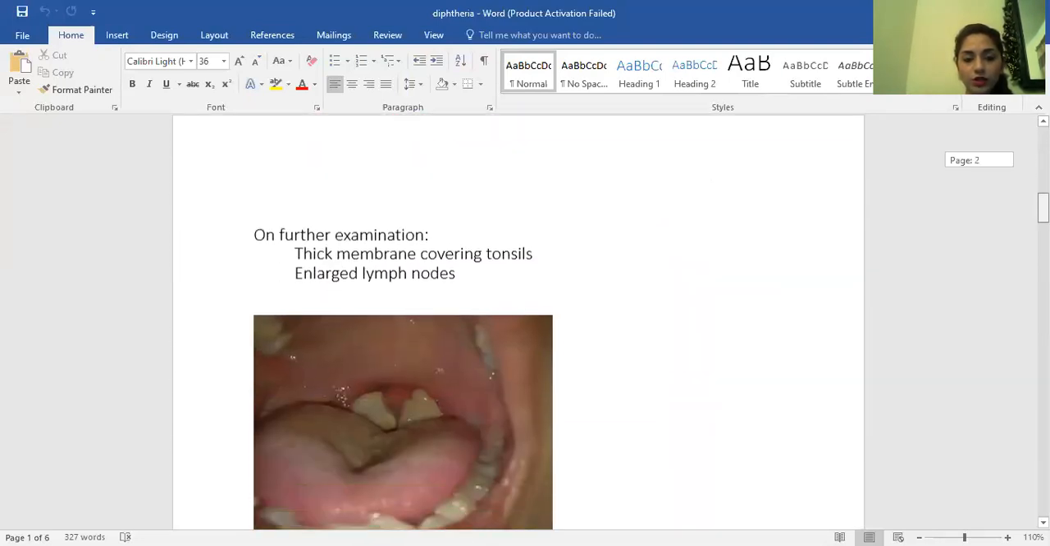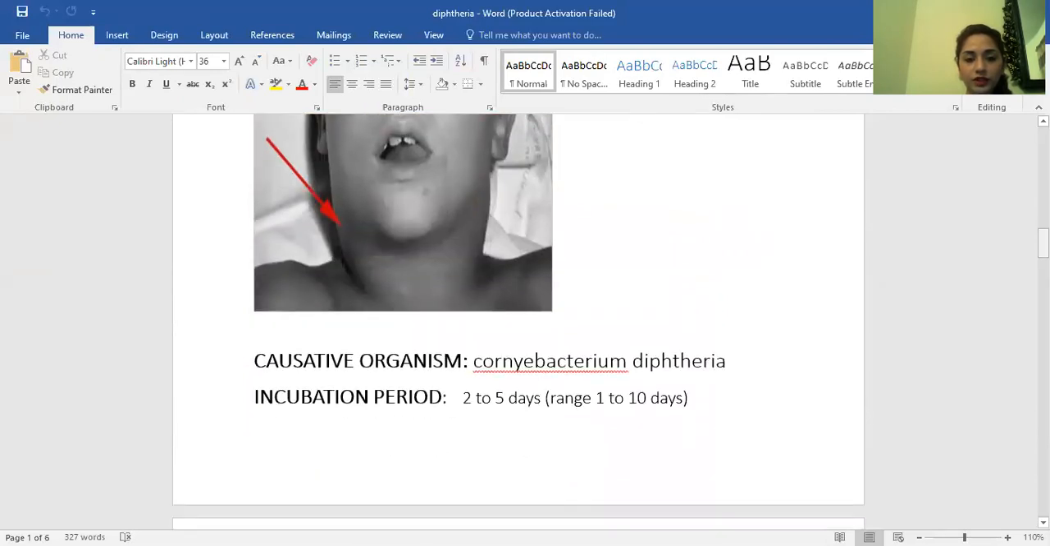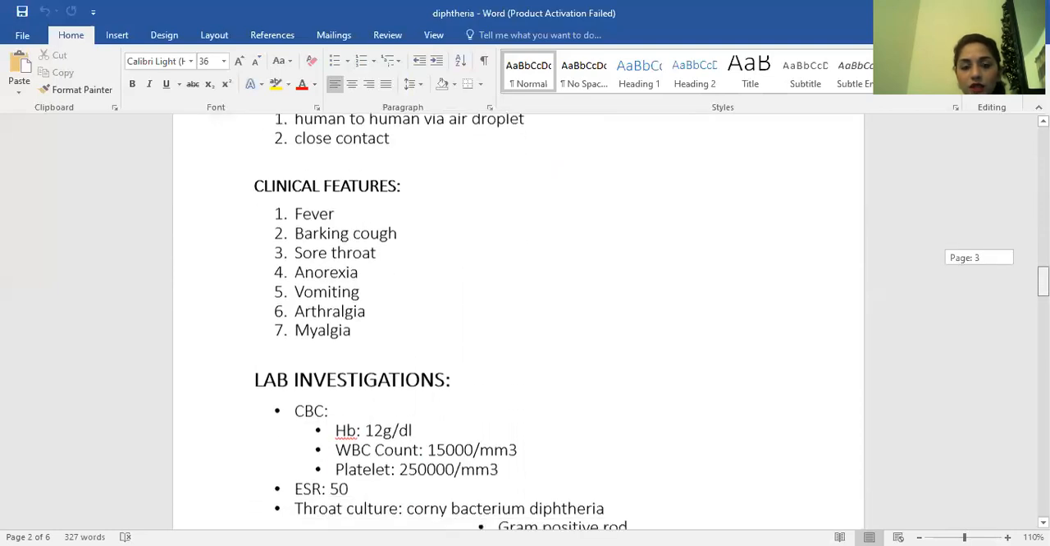On further examination, you have noticed a thick membrane covering his tonsils, and there are enlarged bilateral lymph nodes in the neck. So, what is the causative organism by just looking at the picture when there is a thick membrane and these enlarged lymph nodes? The causative organism is Corynebacterium diphtheriae, which has an incubation period of 2 to 5 days, and it gets transmitted by air droplets from human to human and close contact. Its main clinical features are fever, barking cough, sore throat, anorexia, vomiting, arthralgias, and myalgias.